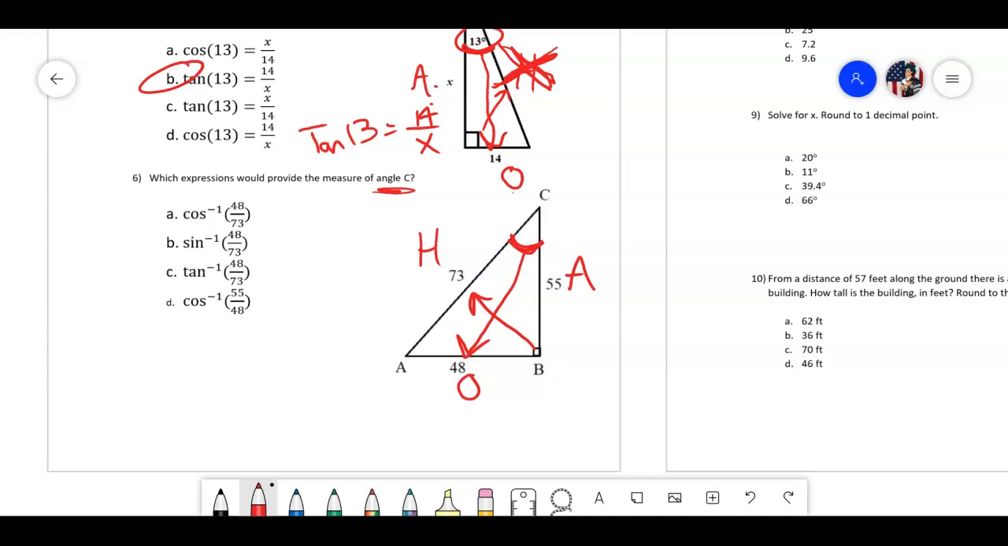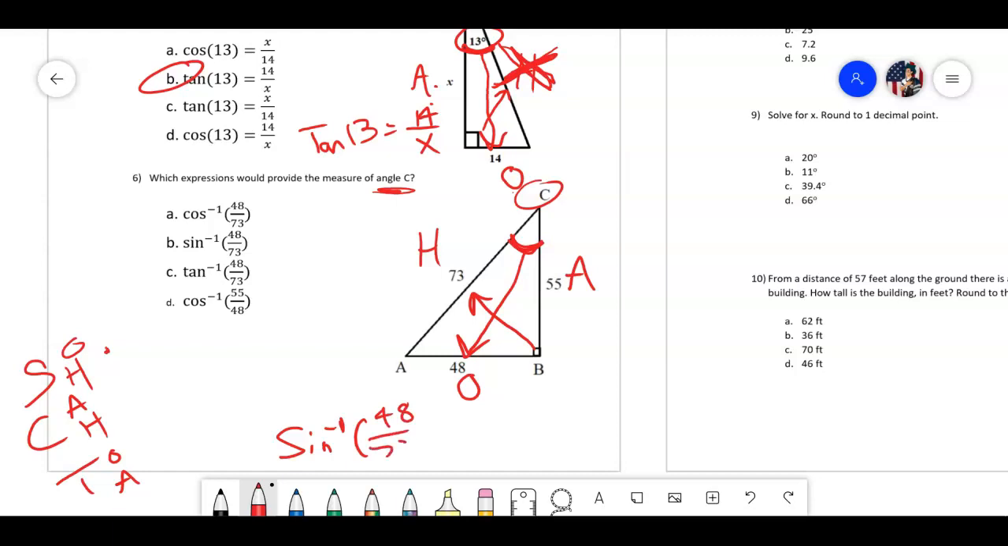Since I'm finding an angle, it's going to be inverse. If I was doing sine inverse, I would be doing O over H, because remember SOHCAHTOA, right? So sine would be O over H, which would be 48 over 73. Is that one of my answers? Hey, it is. What if it was cosine inverse? A over H would be 55 over 73. Is that an answer choice? No.